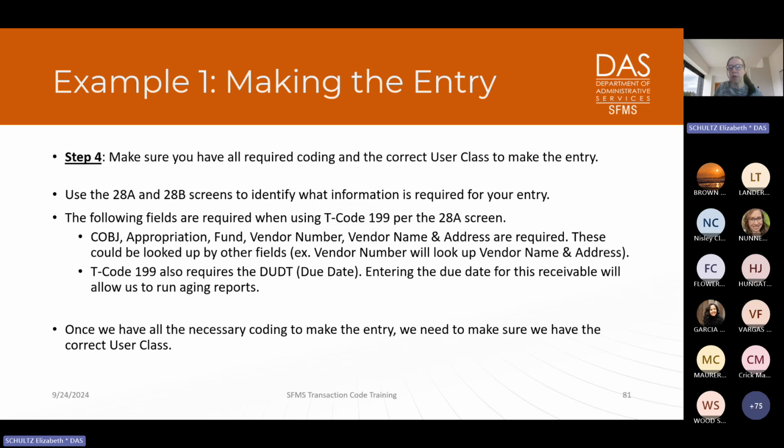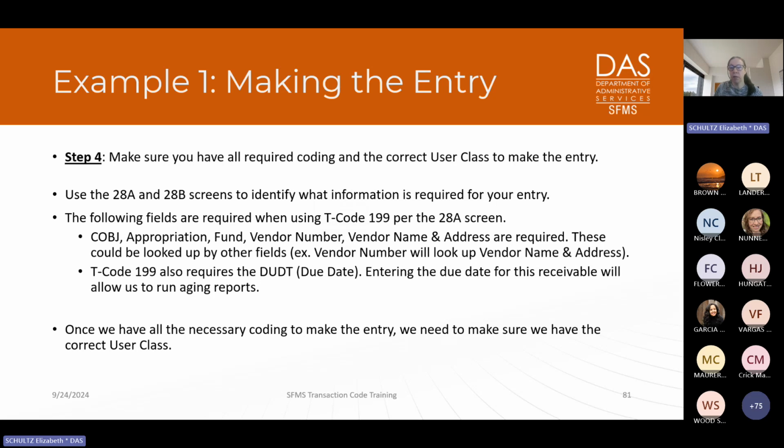And then we also need a vendor number, vendor name and address. Some of those fields are going to be looked up by another field. So if you enter the vendor number on your transaction, it'll pull in the associated vendor name and address. T-code 199 also requires a field DUDT, which if you look on handout 1, we can see what that actually means is the due date.